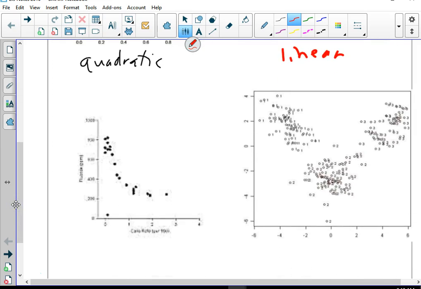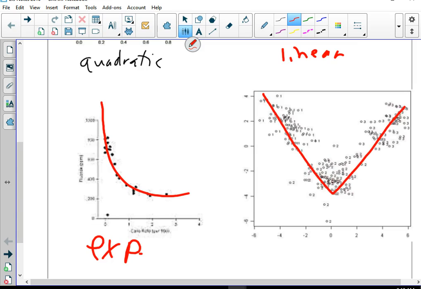Okay. What about this one? What do you kind of see going on here? Exponential. Very good. We can abbreviate that if you want: EXP. Yeah, you can kind of find a V in there, right? You can abbreviate that also. So absolute value. These will be very quick notes.